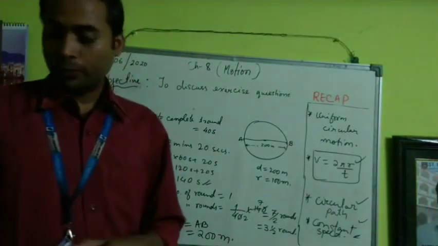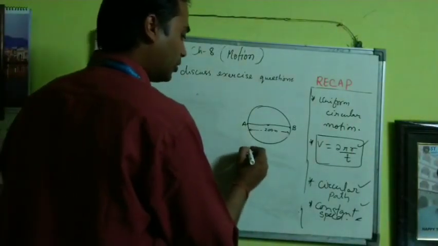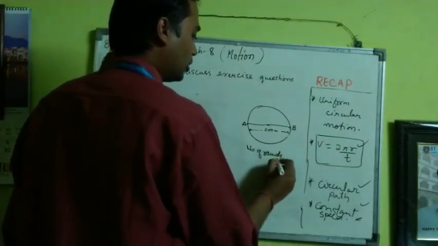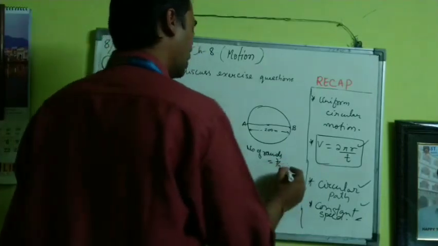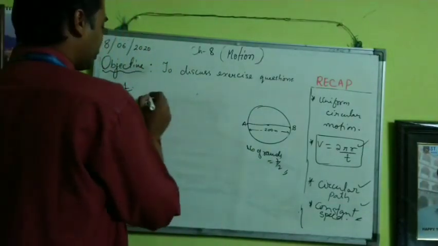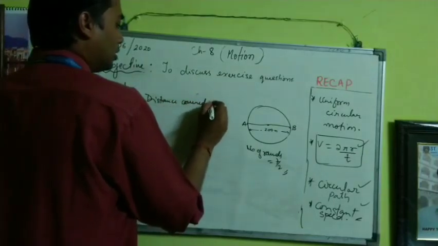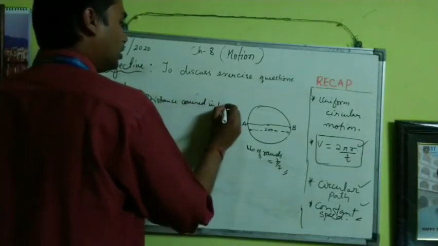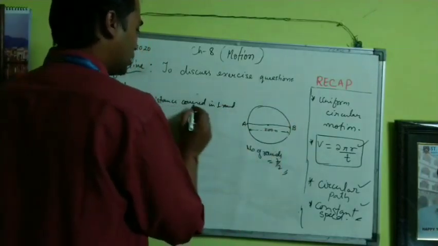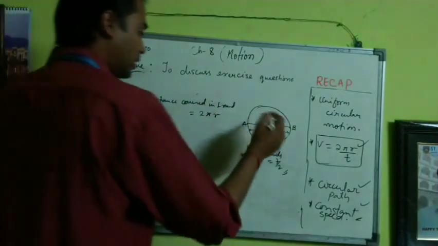Now let us find out the distance. To find distance, we have already found out the number of rounds. Number of rounds is 7 by 2 or 3.5 rounds. We have to use this to find the total distance covered. Now, distance covered in one round is equal to the circumference of the circle, which is twice pi r.